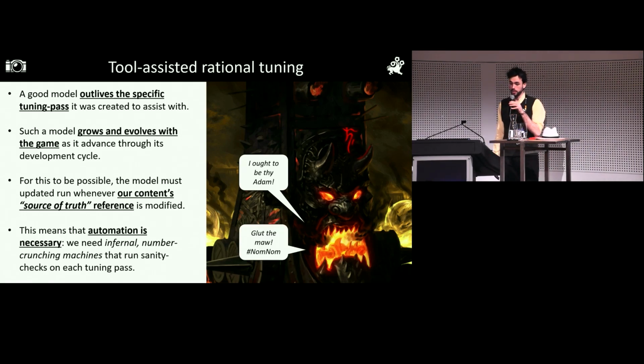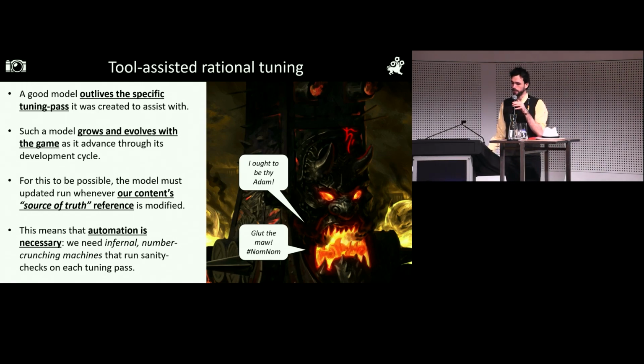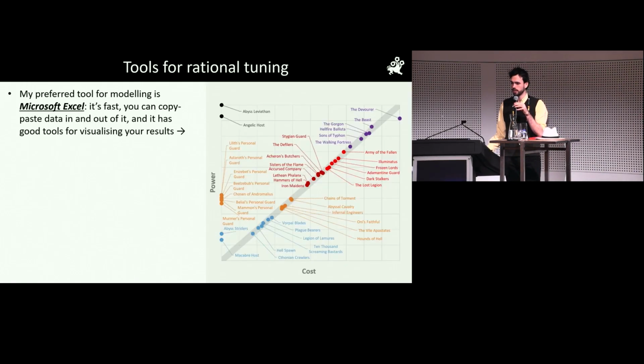Which means automation. We need some kind of number crunching engine to help us run all these tests, to sanity check the tuning that we've done. And as I've kind of spoiled earlier, I love Microsoft Excel with a passion.